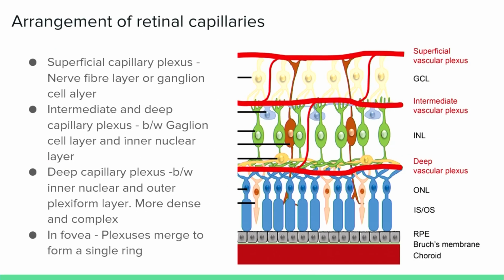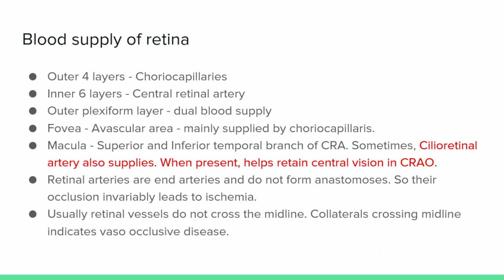The ciliary artery may not always supply the fovea, okay? It may supply only a part of the papillomacular bundle. It may supply a large area of the macula also. So there are a lot of variations in the ciliary artery. Just because the ciliary artery is there, it's not that the fovea will be spared. It can still have fovea involvement despite having a ciliary artery.